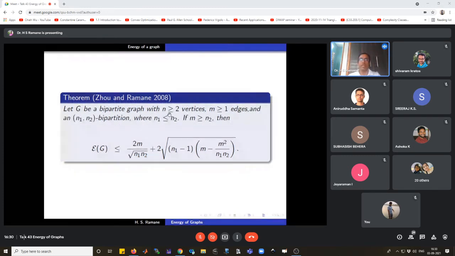This is with another condition, that is n1 is less than n2, m is greater than n2. Then the energy of G is less than or equal to the square root of m by n1 plus n2 plus 2 times square root of n1 minus 1 into m minus m square divided by n1 n2. Okay, this is for the bipartite graphs.